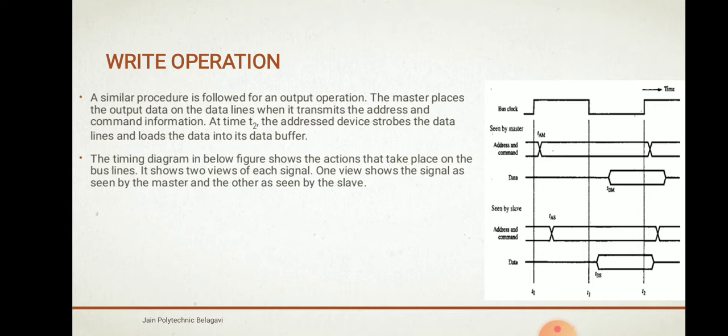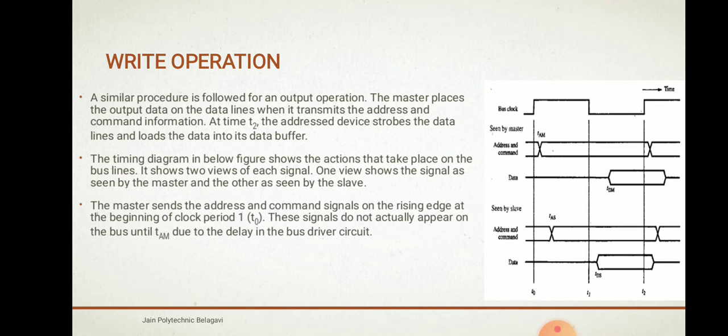It shows the signal as seen by the master and the signal as seen by the slave. Now the master sends the address and command on the rising edge at the beginning of clock period T0. So at T0, at the beginning rise, it will send the data.